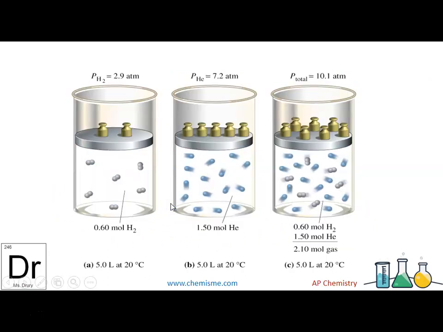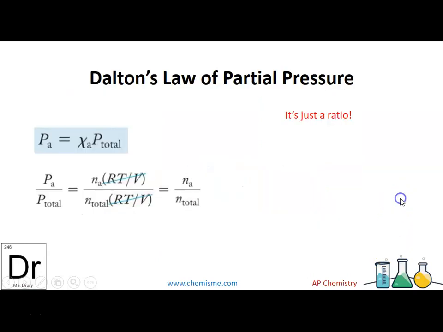Here's another example. Now we're going to bring moles into it. So if the hydrogen had a pressure of 2.9 and the helium at 7.2, the reason why helium's pressure is a little higher is because there's more moles in it, right? The total pressure is literally just added. 2.9 plus 7.2 is 10.1. But so do the moles. The moles also add: 0.6 plus 1.5 is 2.1. So the pressure and the moles must be proportional.